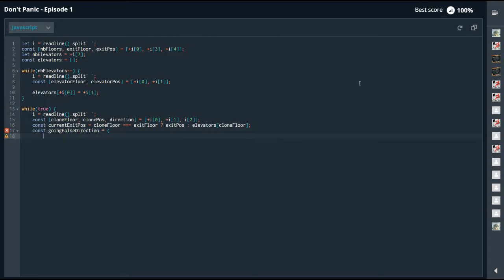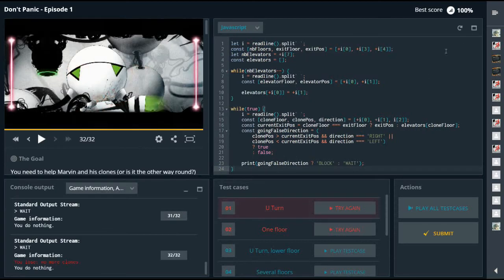Detect a wrong direction. Stop the leading clone whether it goes in a wrong direction. Let's try.